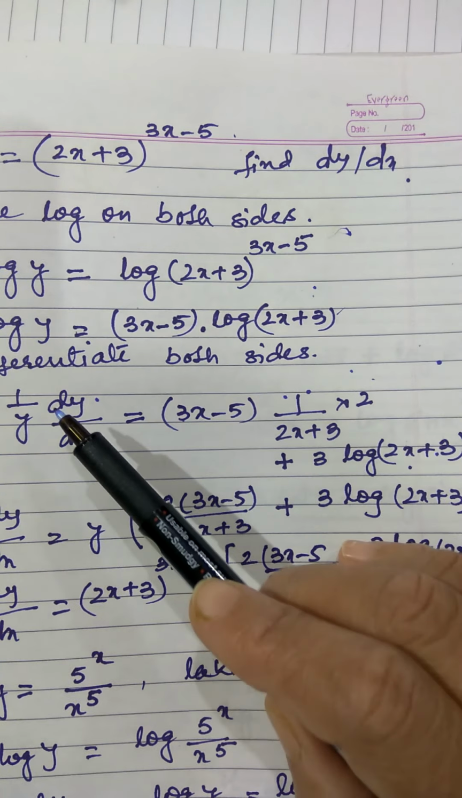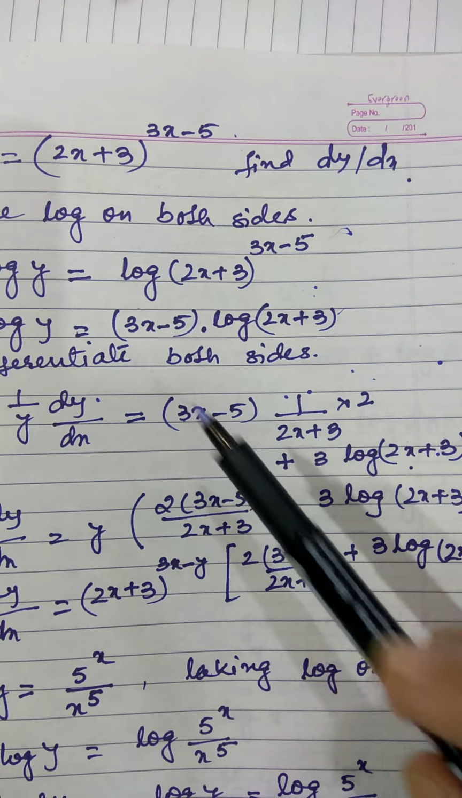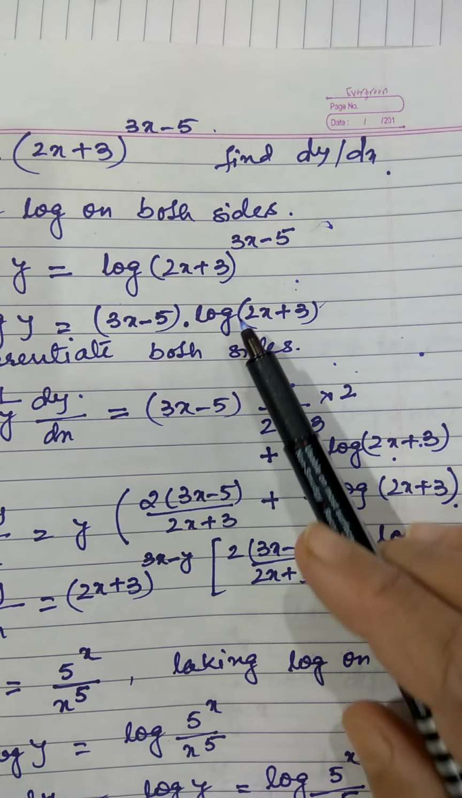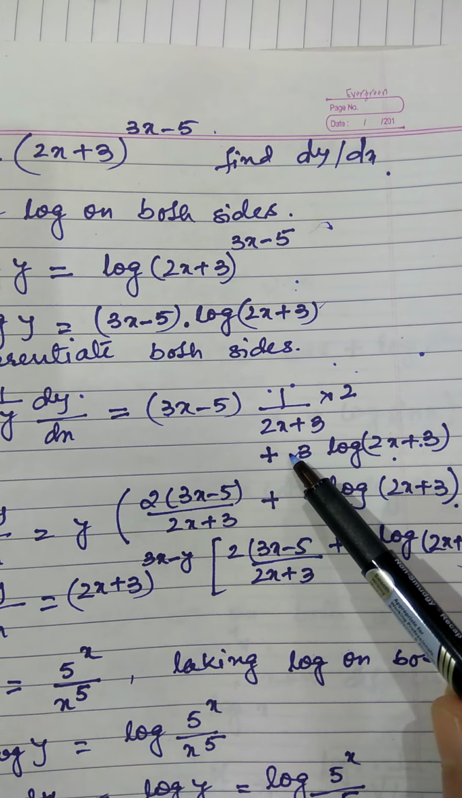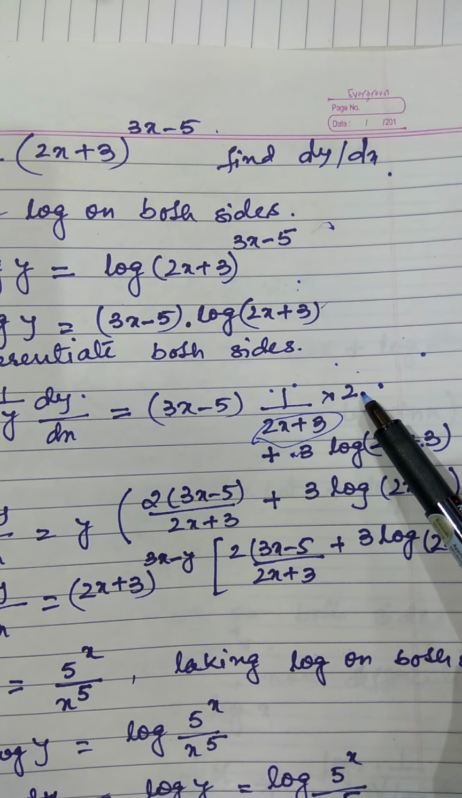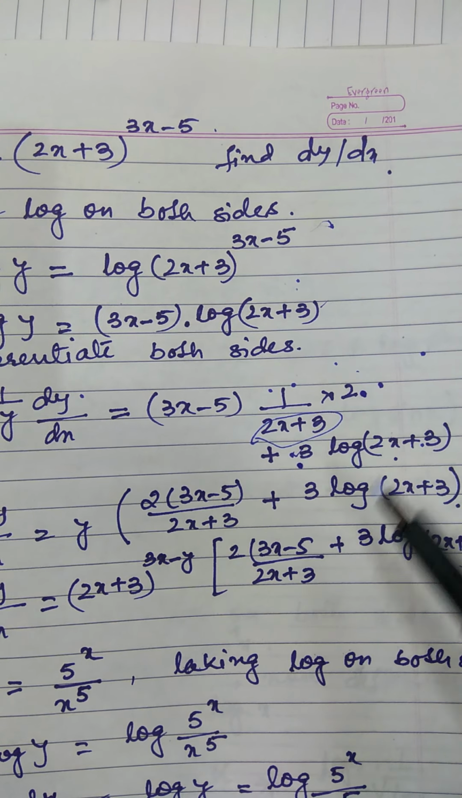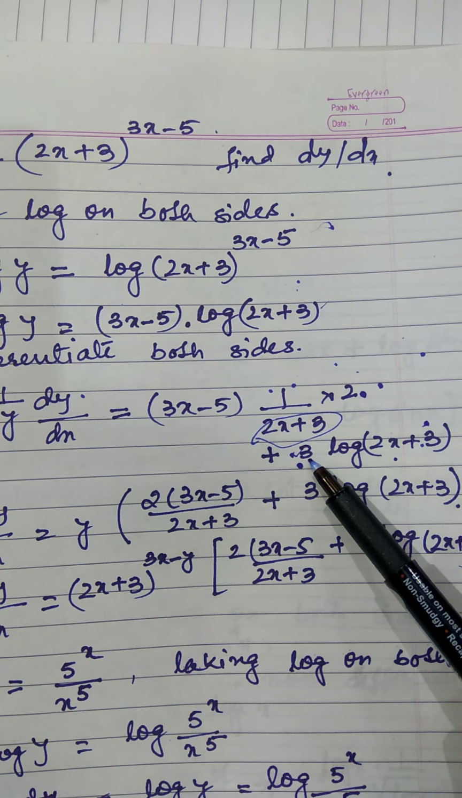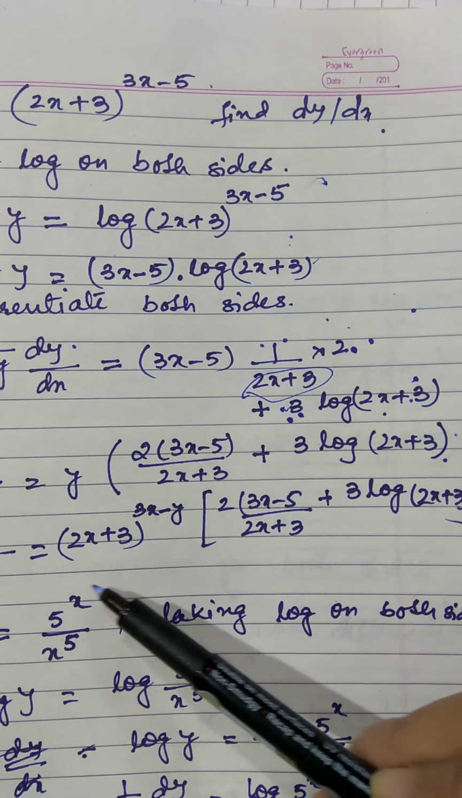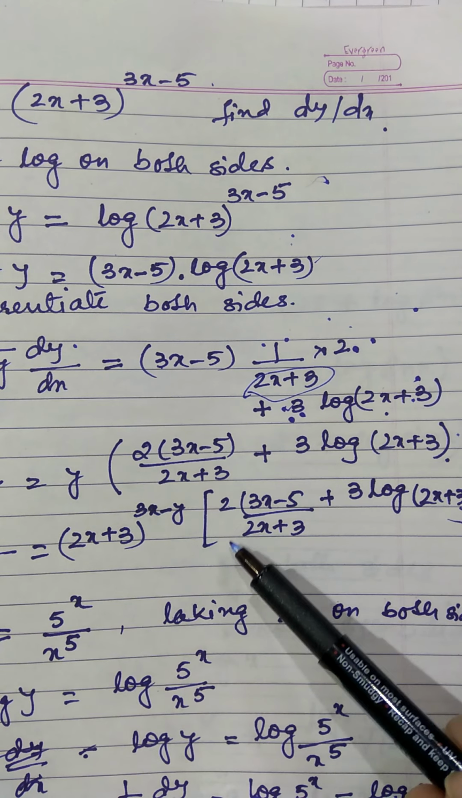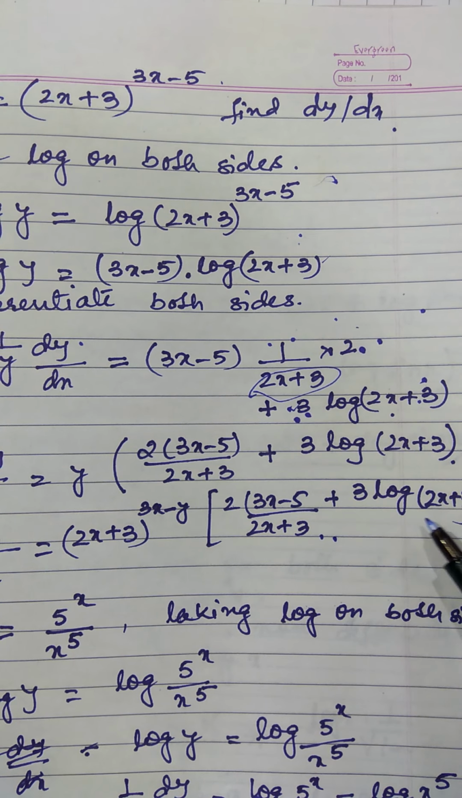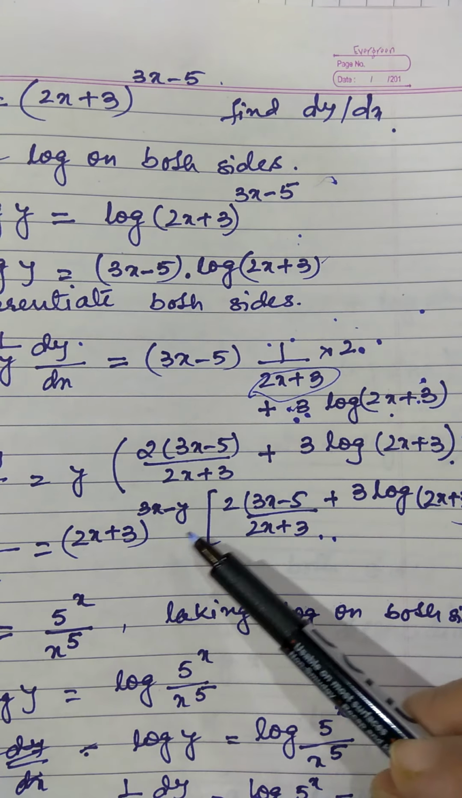Differentiate. 1 upon y dy by dx is equal to (3x minus 5) into, first function into derivative of second, that is 1 upon (2x plus 3) into 2, since the derivative of 2x plus 3 is 2, plus second function into derivative of first. So dy by dx, cross multiply y, is equal to y times [2 into (3x minus 5) upon (2x plus 3) plus 3 log (2x plus 3)]. Substitute for y.